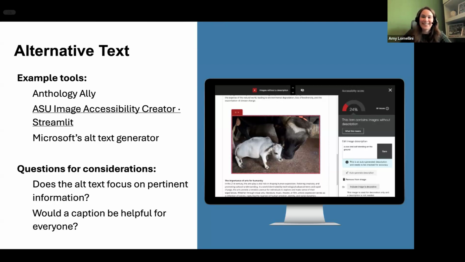So thinking of considerations: does the alt text focus on pertinent information? Sometimes it might be helpful, you have to think about what the rest of the page is. What is the purpose? And sitting with that, reflecting on that image for just a minute. Is it even necessary? We're going to be doing a research study coming soon, hopefully to be presented at AECT, if it gets accepted.